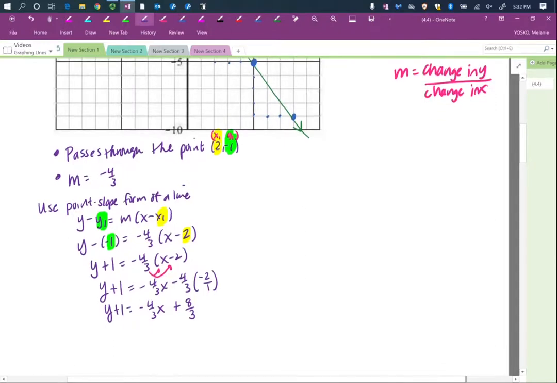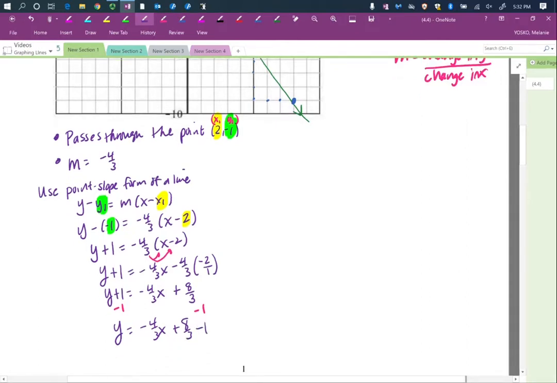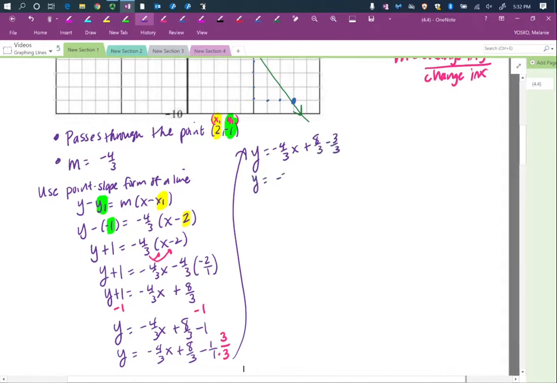Let's get this into slope-intercept form, so we're going to subtract 1 from each piece. So y equals -4/3 x plus 8/3 minus 1, but we would like to have a common denominator so we can combine the 8/3 and the 1. Let's write it as 1/1. The denominator that's interesting is this 3, so it would be nice if we had a 3 in the denominator here. But if we multiply by 3 in the denominator, we also have to multiply by 3 in the numerator. So we have y equals -4/3 x plus 8/3 minus 3/3. y equals -4/3 x plus 5/3.